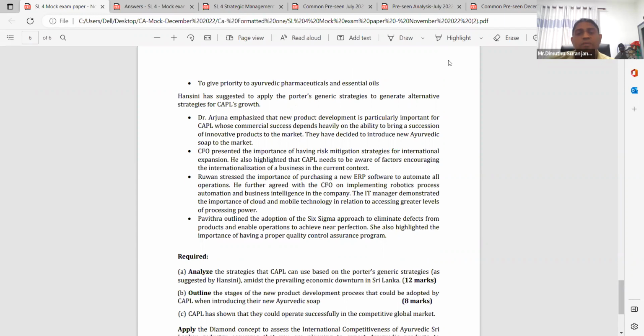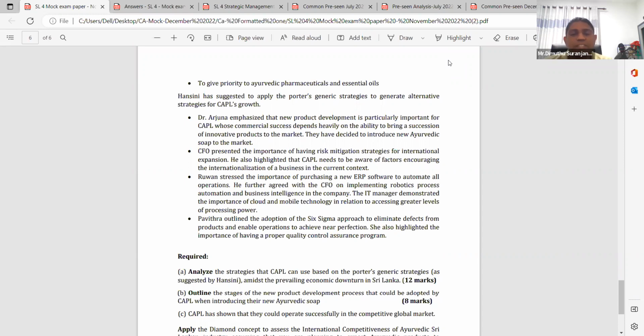Dr. Arjun emphasized that new product development is particularly important for CAPL, whose commercial success depends heavily on the ability to bring a succession of innovative products to the market. They have decided to introduce a new Ayurvedic soap to the market. That's why he's testing the new product development process stages, no. Then Ruan stressed the importance of purchasing a new ERP software to automate all operations. ERP also will be tested, no?